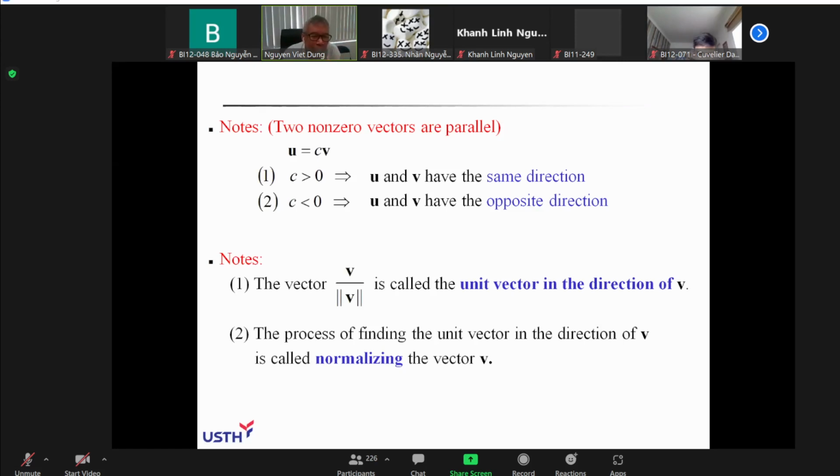And in case V is non-zero and not yet a unit vector, we can divide V by its length. We get the unit vector and we call it the unit vector in the direction of V. That is here. Divide by the length, we get the unit vector in the direction of V. And the process of finding the unit vector in the direction of V, we name normalizing the vector V. That is the main ingredient of the class today.